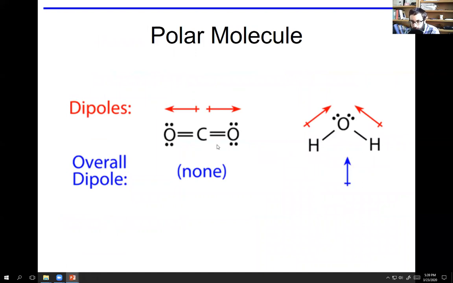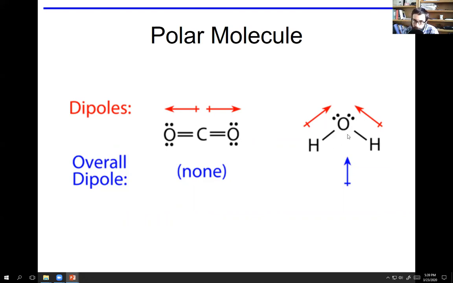Here are two examples. Look at carbon dioxide. You have a polar bond between carbon and oxygen. Oxygen is more electronegative than carbon, so you have electron density pulling to the left. But then you also have the other oxygen pulling to the right. We know this is steric number 2, and the molecular shape is linear. So you basically have a tug of war going equally to the left and the right. Overall, you have nothing.